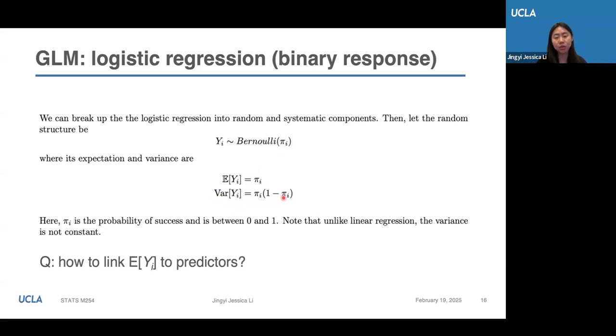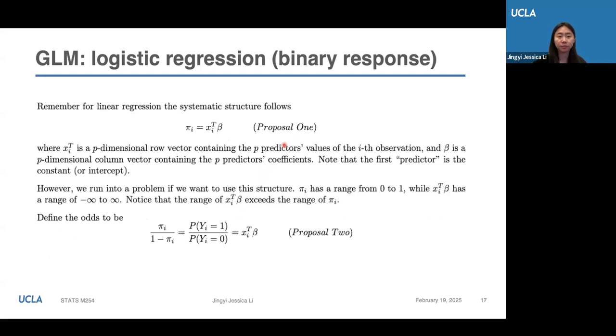And that makes sense intuitively, right? Because this person is unsure whether to vote 0 or 1. If pi I is 1, then this person will only vote 1. If pi I is 0, then this person will only vote 0.